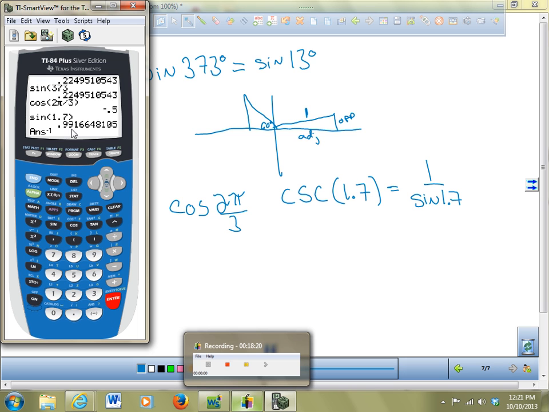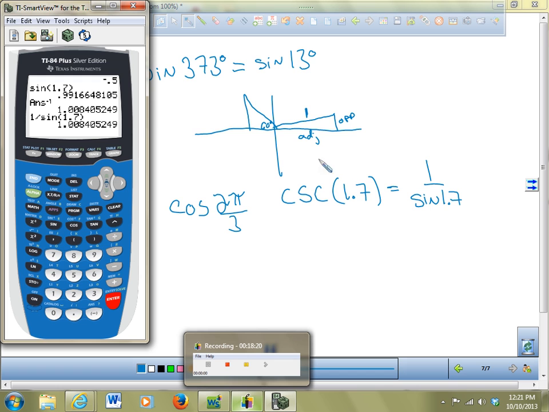Isn't that the inverse? No, inverse sine is different; this means the reciprocal, okay? The inverse function is something to the negative, but that's not what that means. That means the reciprocal. Or you could just do 1 divided by sine of 1.7, because that's a little confusing. And then you'll get the same answer, 1.08.